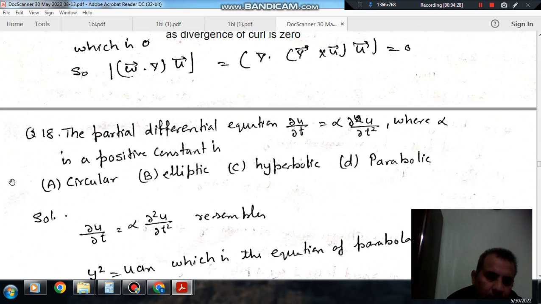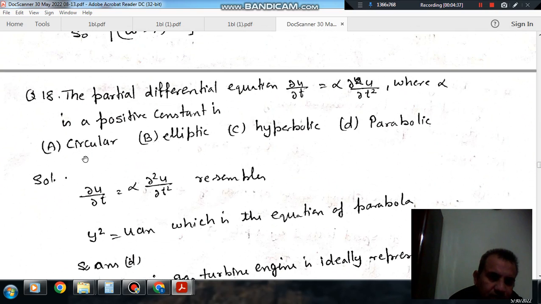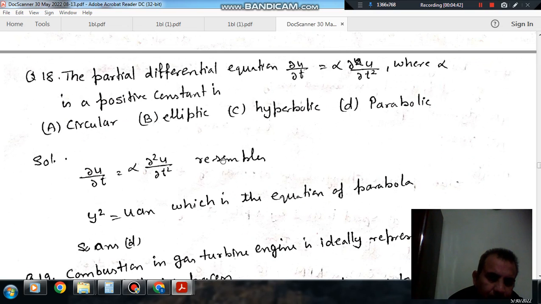Next, the partial differential equation del u by del t is equal to alpha del square u by del t square, where alpha is a positive constant, is option A circular, option B elliptical, option C hyperbolic, option D parabolic. So this is the equation.